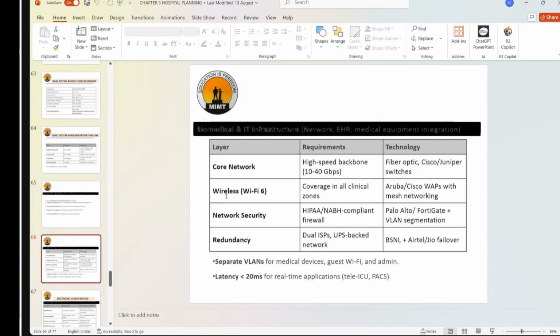And network security, NABH compliant firewall and all these kinds of systems are there. Redundancy, to reduce it, dual ISPs and UPS backed network is required, and separate local internet is required. That means you have a system where the internet is coming, so for various devices you can utilize this VLAN and you can also utilize the Wi-Fi and the admin part.